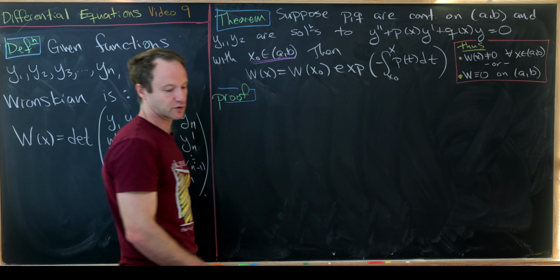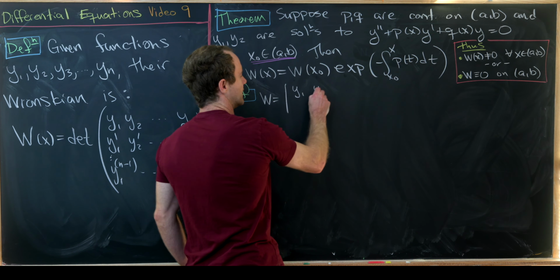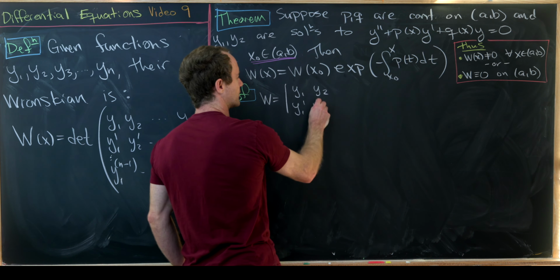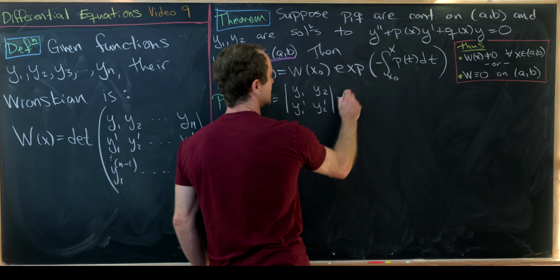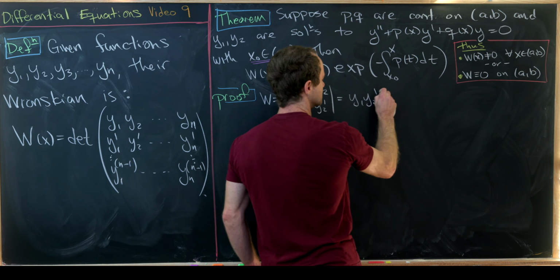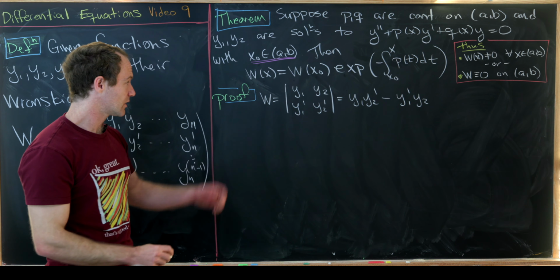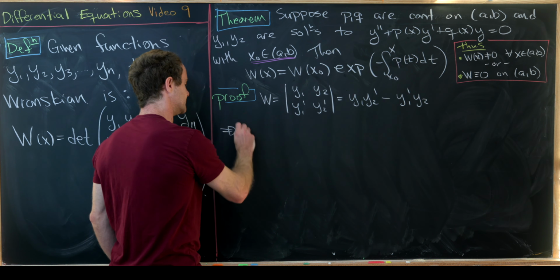Okay, let's get into the proof. We'll take w to be the determinant of the matrix y1, y2, y1 prime, y2 prime, which will be y1 y2 prime minus y1 prime y2. And now we're going to take the derivative of w.